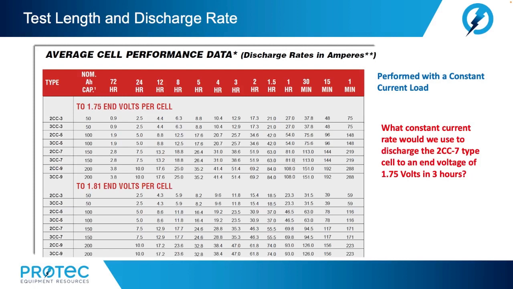Alright, to use the datasheet and to arrive at your answer, we first have to identify the 2CC-7 model number. Once we've established the model number, we look at the time duration of 3 hours that we gave in the example, and we see that our current would be 38.6 amps.